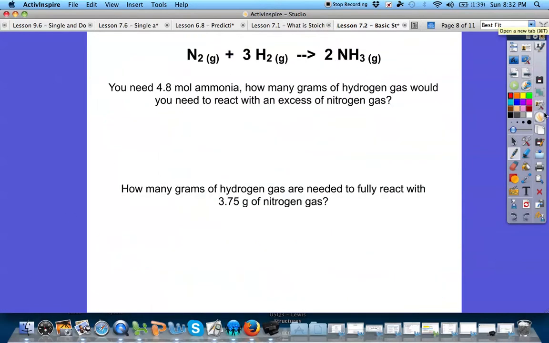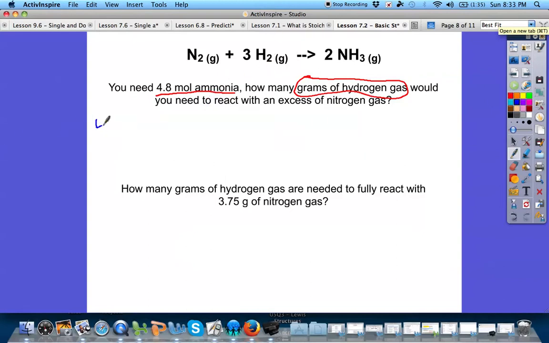So we're going to take a look at a new chemical equation for the next 2 problems. This one says you need 4.8 moles of ammonia. So that's the number and unit we're given. How many grams of hydrogen gas would you need to react with an excess of nitrogen gas? So basically what this is saying is I'm not worried about how much nitrogen gas we have because we have plenty, but I'm worried, will I have enough hydrogen gas to produce the 4.8 moles of ammonia?